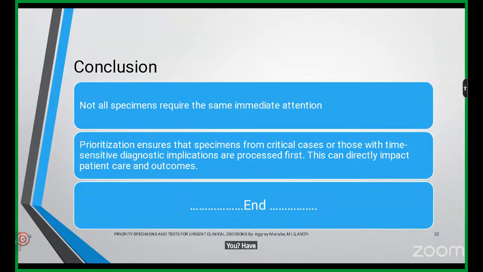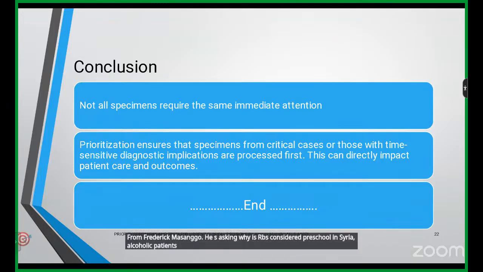Yeah, thank you for that response. Let's check on our Q&A section again and come up with another question. Let me check. From Frederick Musango, he's asking, why is RBS considered critical in severe alcoholic patients? Back to you.